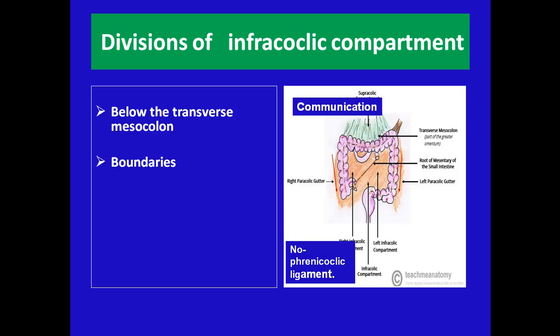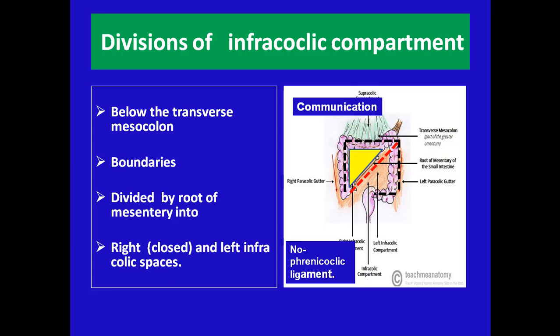It lies below the transverse colon and its mesentery. It is bounded on the right side by the ascending colon, superiorly by the transverse colon, on the left side by the descending colon, and inferiorly by the sigmoid colon. It is further divided by the root of the mesentery into right and left compartments. The right compartment, which is bounded by the ascending colon, transverse colon and root of the mesentery, is a closed compartment, as shown by this yellow triangular area. It is bounded on the right side by the ascending colon, superiorly by the transverse colon, and inferiorly by the root of the mesentery, as shown by this dotted red line.